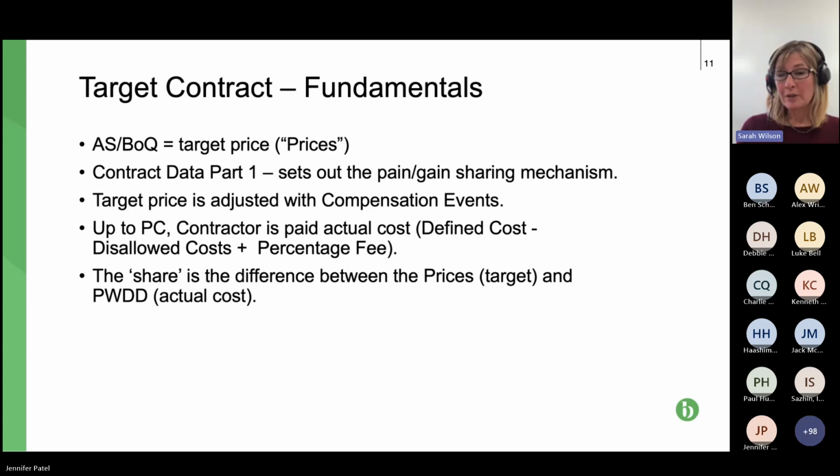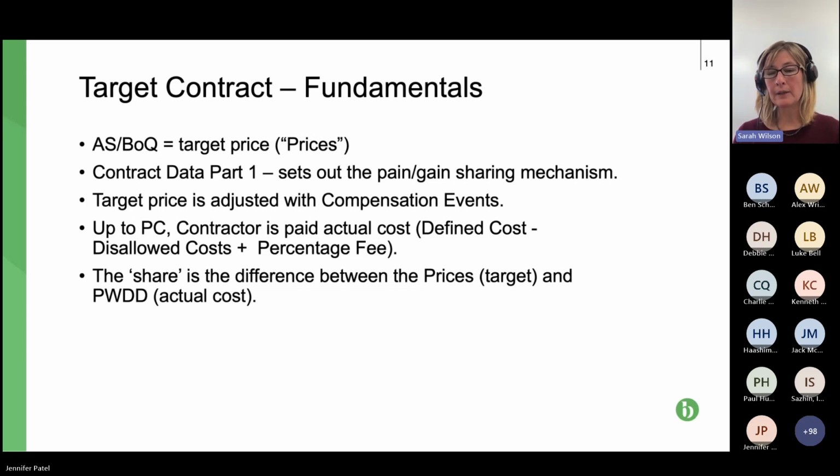Through the project, the contractor is getting paid on an interim basis. Usually that would be every month or every 28 days. Sometimes it might be at certain milestones for the works that it has carried out. So that's the defined cost less the disallowed cost plus the fee percentage. And then at completion, we have a figure that the contractor has been paid, and we have our target price.